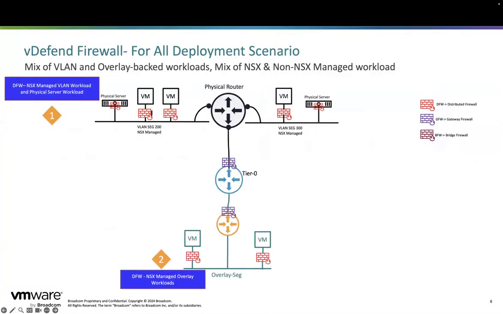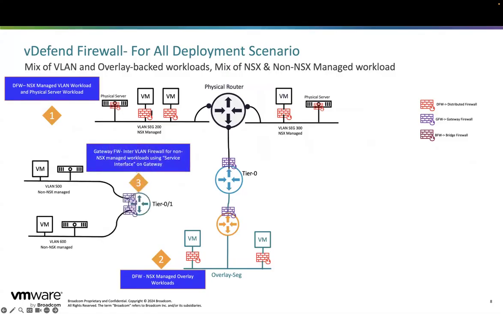Just a quick look at a vDefend firewall deployment scenario where we are mixing and matching different architectures, keeping in mind that when you deploy VCF, you may or may not use overlay networking from the jump. Maybe it's 6 months, 12 months down the road when you have a business case and you start doing overlay networking.